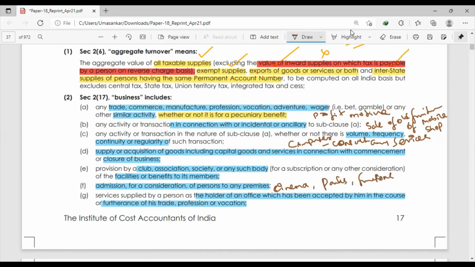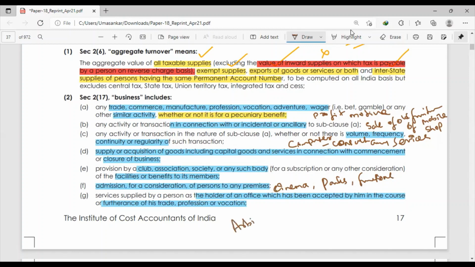Now next, services supplied by a person as the holder of an office which is accepted by him in the course or furtherance of trade or professional vocation. So what do you mean by that? Holder of an office. See, an advocate gets appointed as a member of an arbitration tribunal. You might have heard about arbitration.